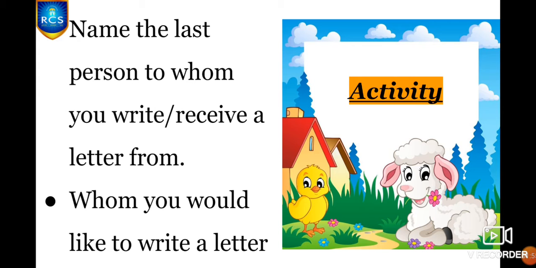To whom you would like to write a letter? It may be your friends, neighbors, family. Think and write in your note, children. Name the last person to whom you write a letter or you receive a letter from, and whom you would like to write a letter to. It may be your friends, family, relatives, neighbors. Write it in your note and post it in grade 4 English Google Classroom.